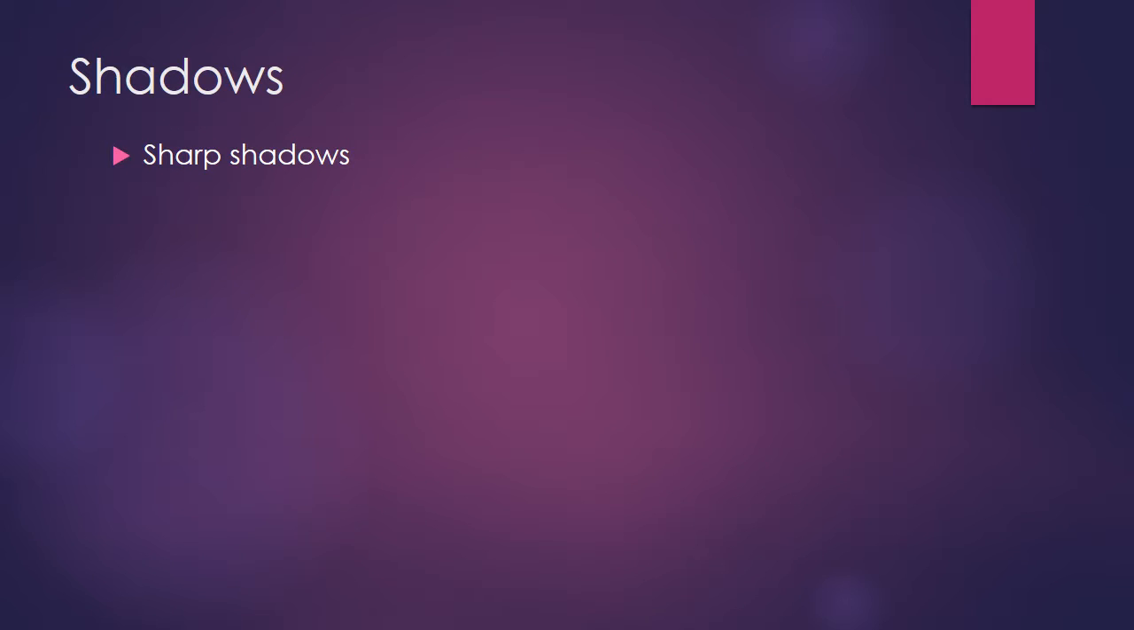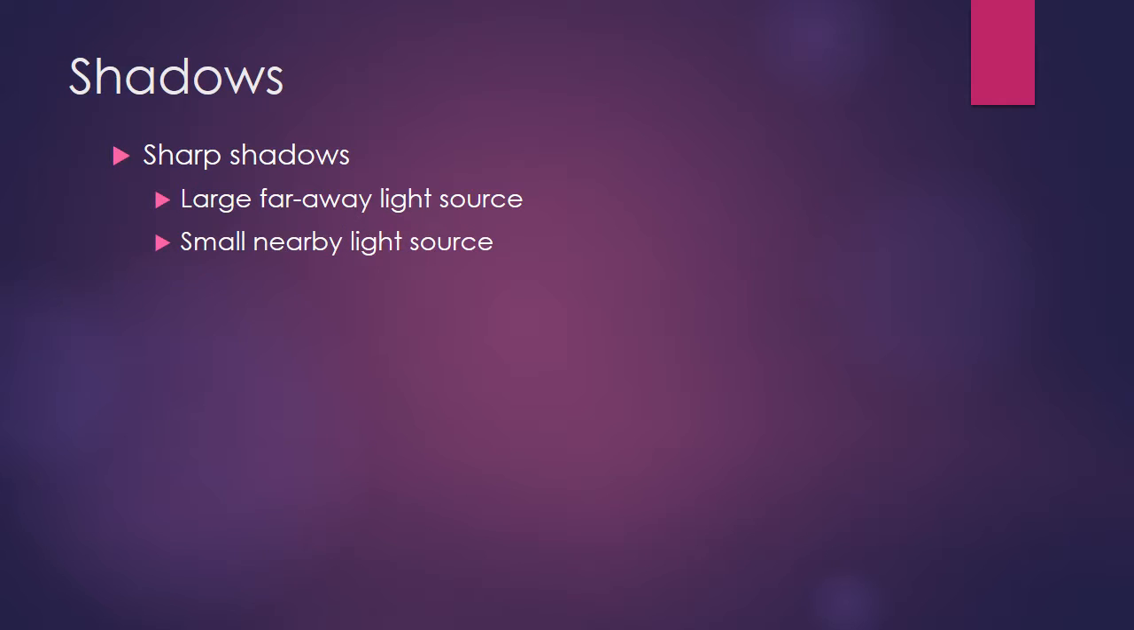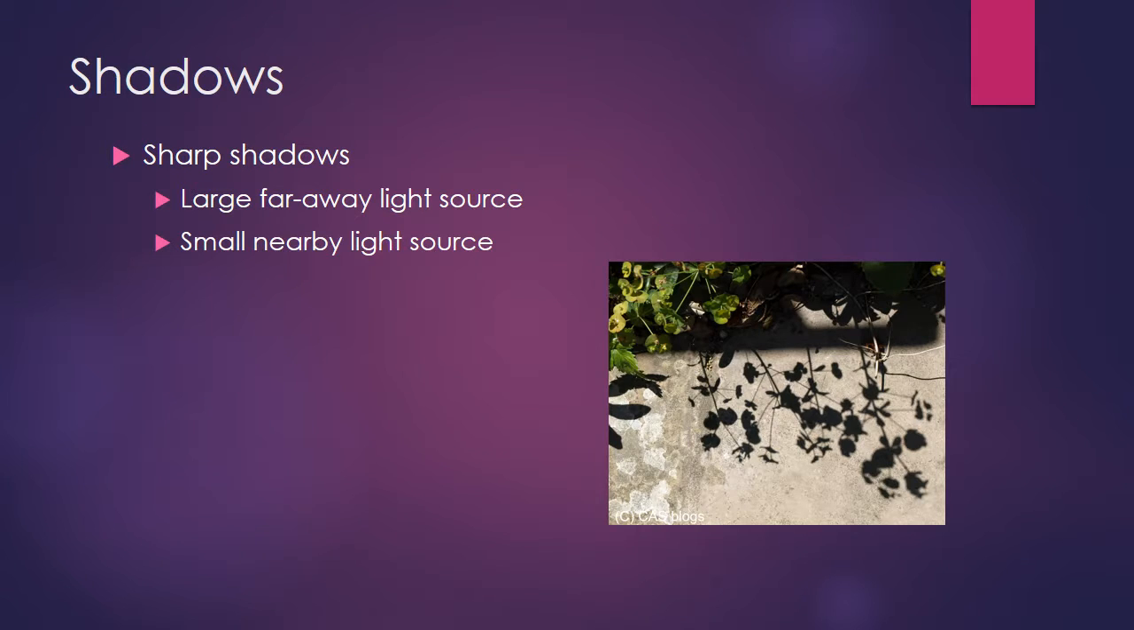In order to get a sharp shadow, you either need to have a far away light source, like the sun, or a very small nearby light source, like a flashlight shining on your hand while you're creating little shapes on the wall. The closer your hand is to where you are making the shadow is also going to give you a sharper shadow. So for the most part, the sun is going to give you very sharp shadows because it is a large, far away light source.